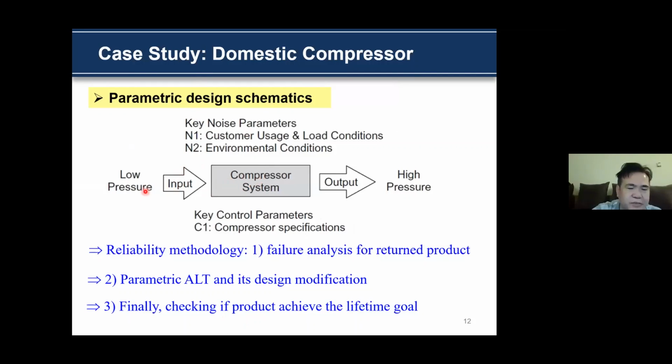The compressor sees low and increased pressure, low and higher. We don't know how the customer will use it, but we have to design the compressor robustly. This lifetime methodology consists of the failure ratio of returned products, parametric ALT, design modification, and finally checking that the product achieves the lifetime goal.